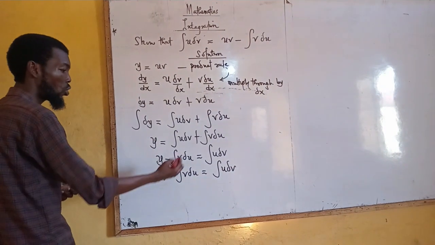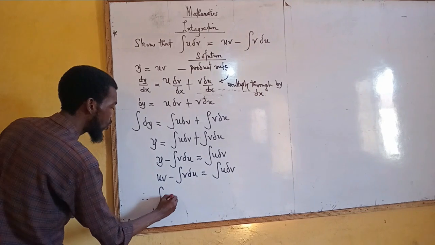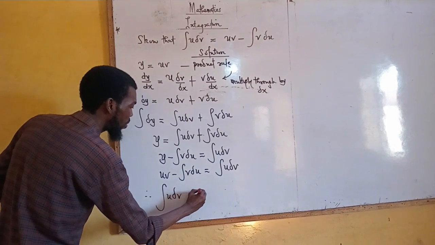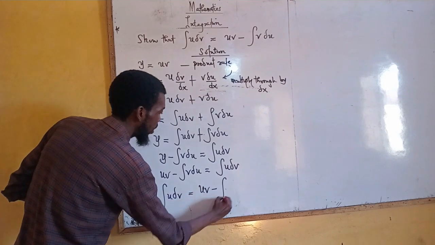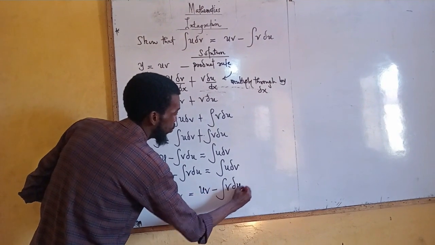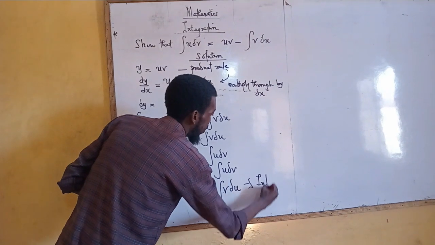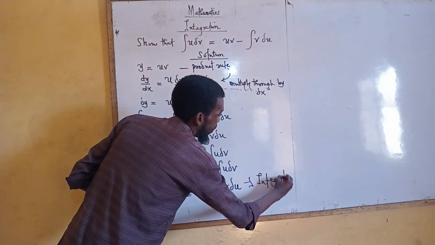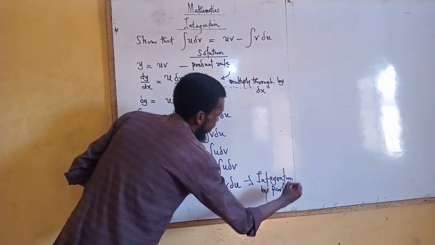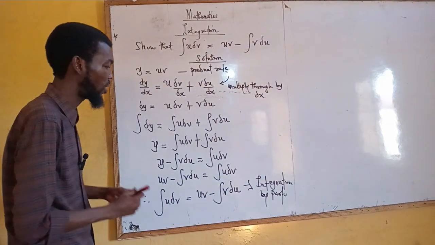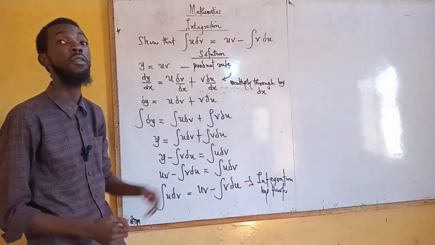Let's write it the way it should be. So I can now say, therefore, integral of u dv is the same thing as uv minus integral of v du. And this method is called the integration by parts method. And that is our final answer. As you can see, this thing here is the same thing as what we were given as the question.